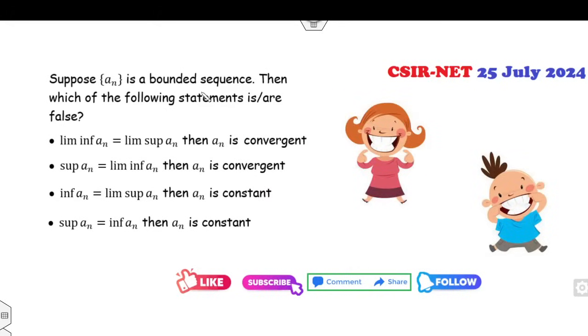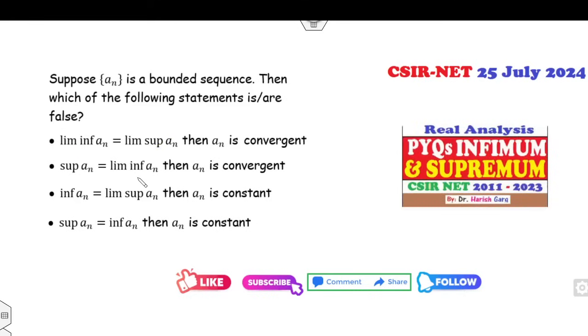Again, this is a bounded sequence. I think you look very happy in the examination hall. Why? Look at that. It's an infimum, supremum. Again, you can watch about this in my lecture. So what will happen if limit infimum and limit supremum are the same? That means the sequence is convergent and bounded. So yes, this is a true statement, but we need a false statement.